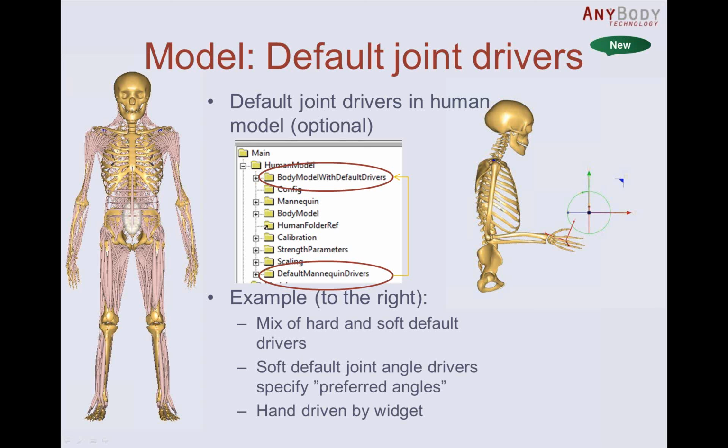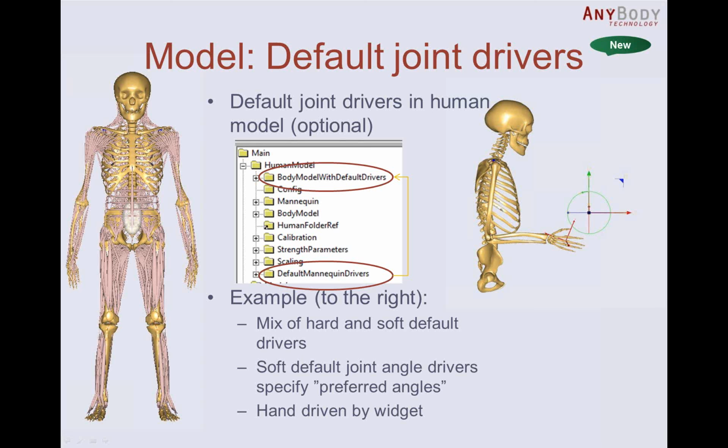As you can see in the model tree, these drivers are now placed inside the human model. And a model with and one without these drivers exists too. These default drivers can be used as normal hard kinematic constraints, or they can be used as soft constraints that can be compromised. As soft constraints, they function as a kind of preferred angles. This is very convenient during development of models with new kinematic drivers while you are playing around with such a model, or as a simple form of posture prediction.